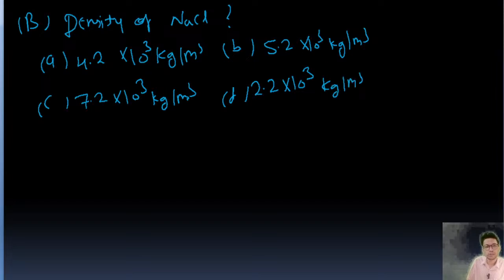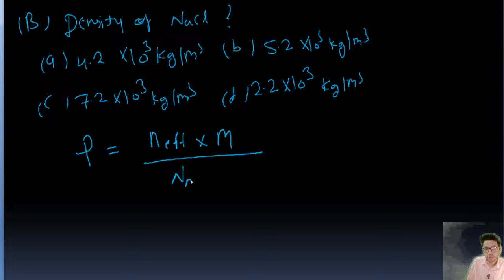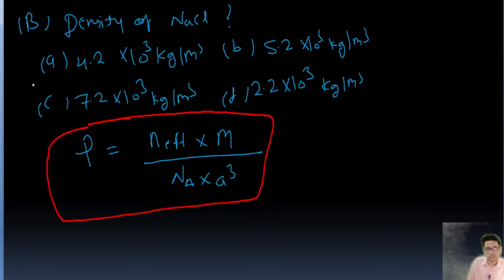Okay, so this is the second part of the question. Very simple guys, we know the density of NaCl. There is a formula, rho equal to N effective into molar mass upon Avogadro number Na, into A cube. I have already explained this in my previous lecture. This is the formula for density, you need to note this down. So I'll just put the value.